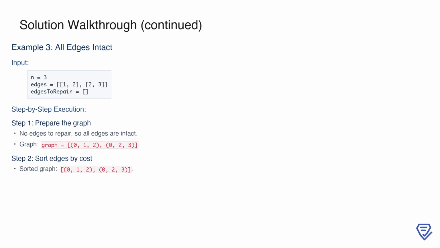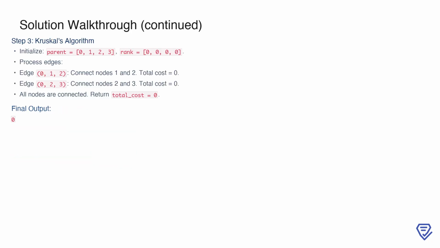Now, consider a simpler scenario where all edges are intact. Here, the input specifies n equals 3 nodes and edges 1, 2, and 2, 3. Since there are no edges to repair, we only need to process the intact edges. First, we prepare the graph by assigning a cost of 0 to all intact edges. This results in a graph representation of 0, 1, 2, 0, 2, 3. Sorting the graph by cost does not change the order, as all edges already have the same cost of 0. With the graph ready, we can proceed to the next steps.